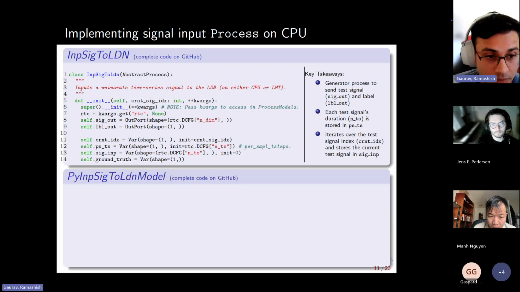Coming to its corresponding Py Loihi process model, the Py input SIG to LDN model.